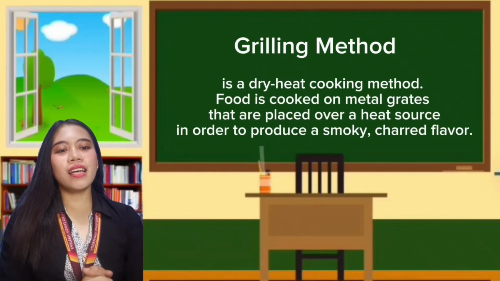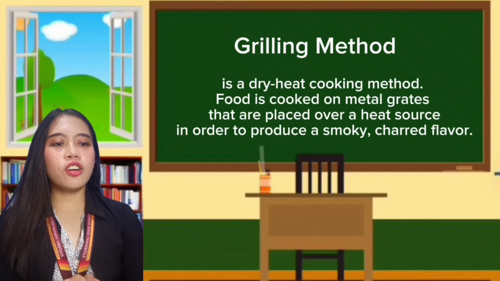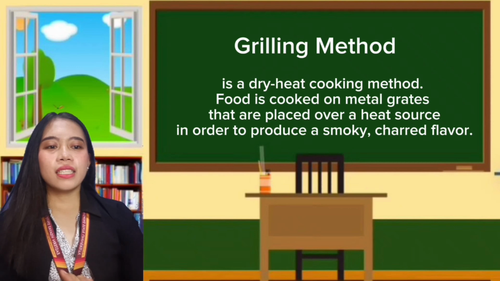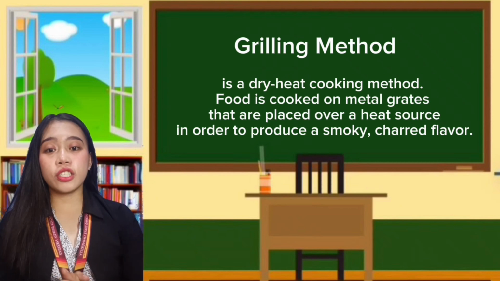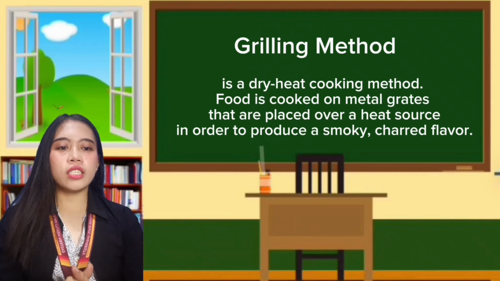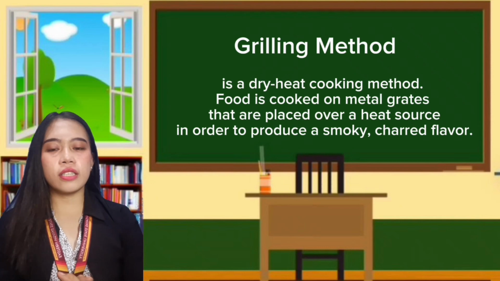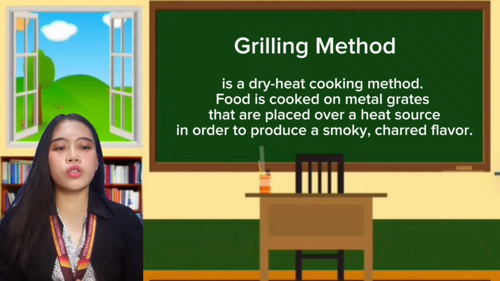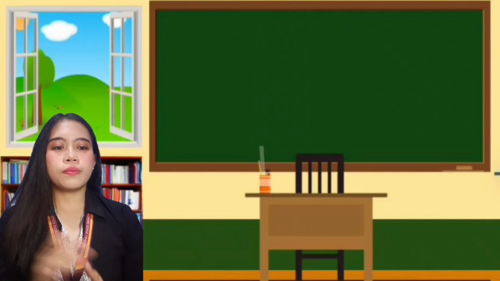So next is the grilling. Grilling involves cooking food over a direct heat, typically from an open flame or an electric element. It creates a charred and smoky flavor as the high heat sears the food. Grilling is often used for meat, fish, vegetables, and even fruits.